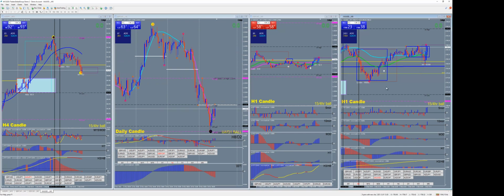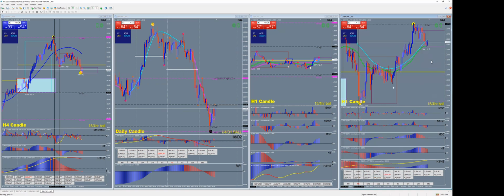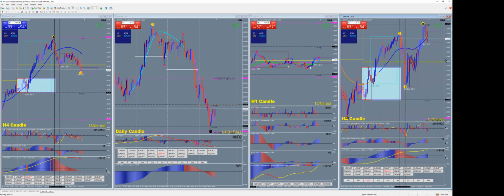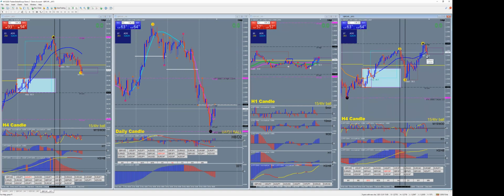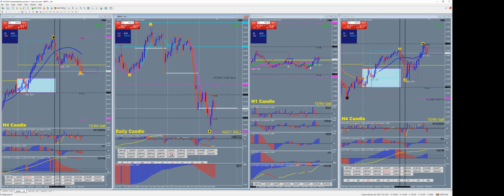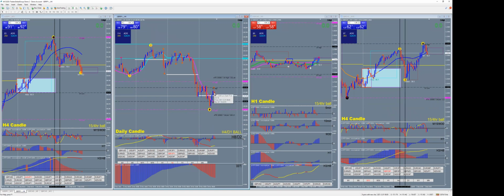So look to see what that looked like. Pound Swissy on the 15-minute. All right, so that's going against the H8 and D2 trend, so we'll be only looking for shorts here. Pound yen. All right, pound yen looks the same thing. H8, all the yen pairs are trying to go short.